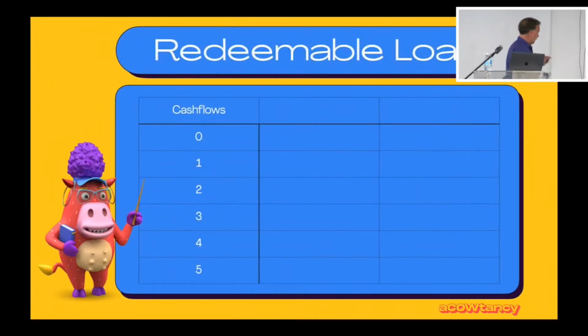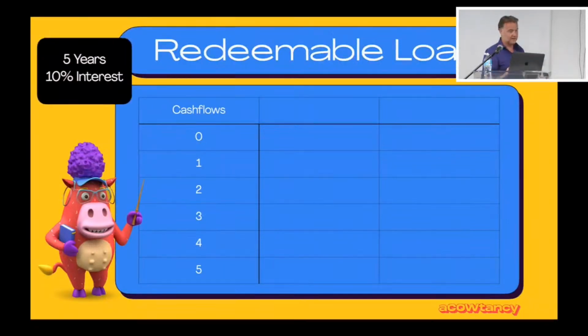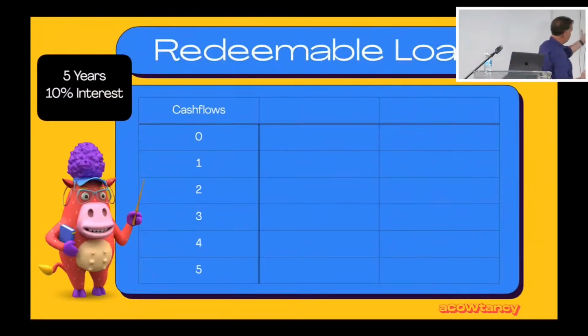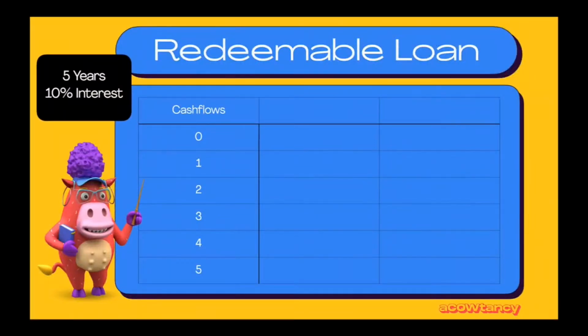This is a 5-year redeemable loan. What happens in year 5? You have to pay it back. That's why it's called redeemable. It has to be redeemed. You have to pay back that loan. In what year? In year 5. What happens in year 1, 2, 3, 4 and 5? What do you have to pay? Interest.